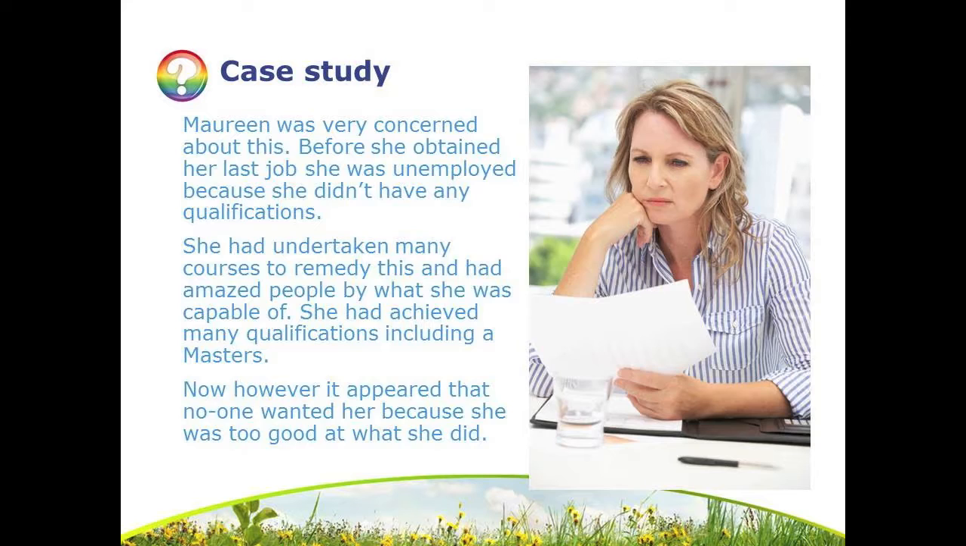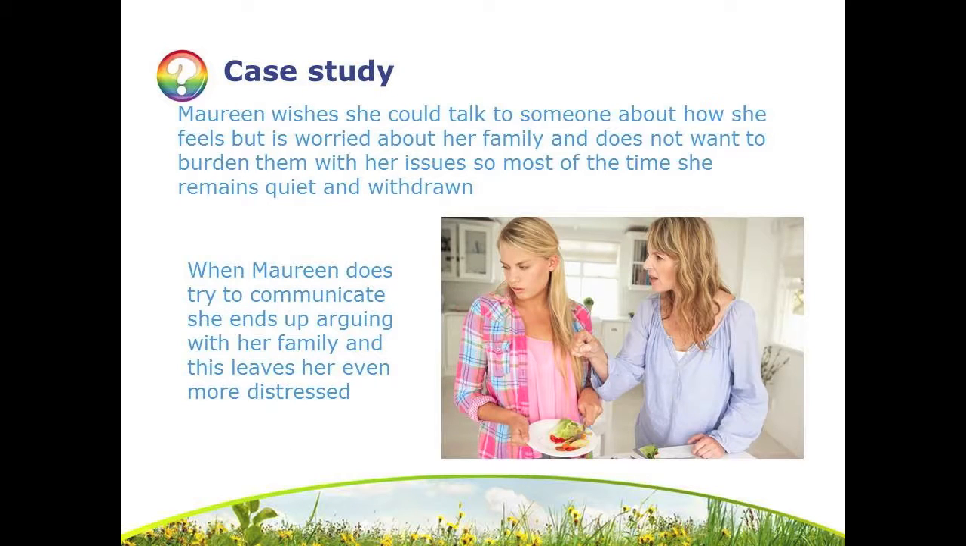Maureen wishes she could talk to someone about how she feels, but she's worried about her family and she doesn't want to burden them with her issues, so most of the time she remains quiet and withdrawn. When Maureen does try to communicate, she ends up arguing with her family, and this leaves her even more distressed.